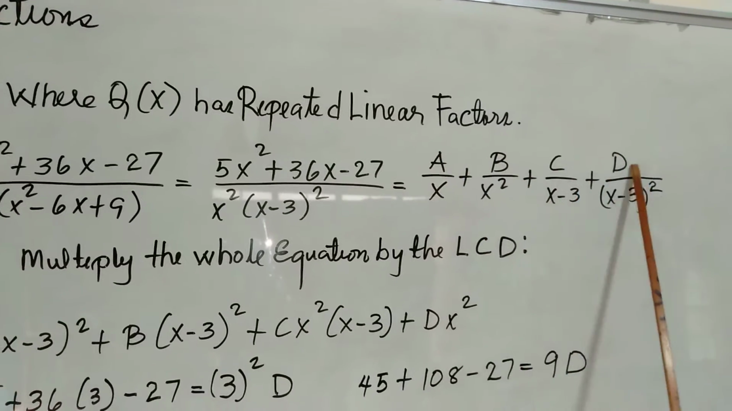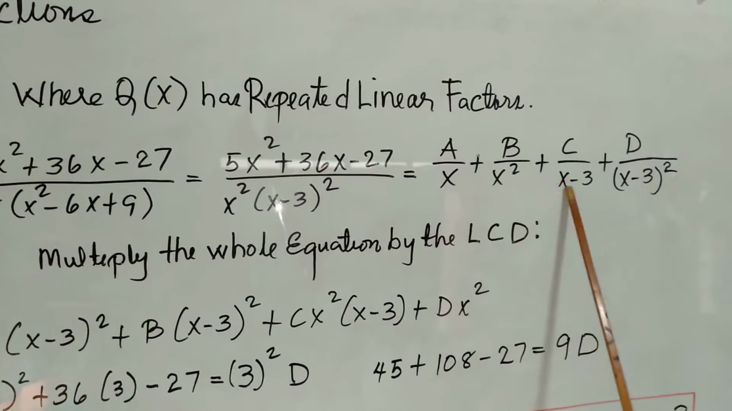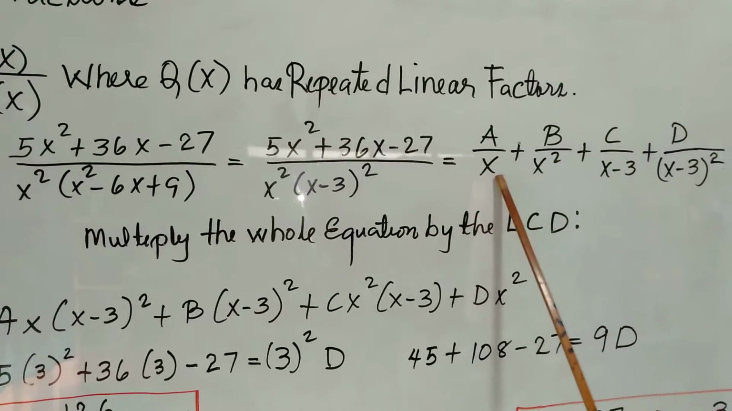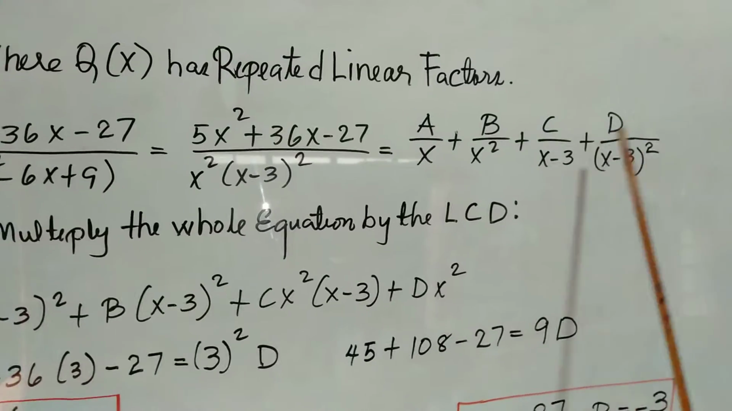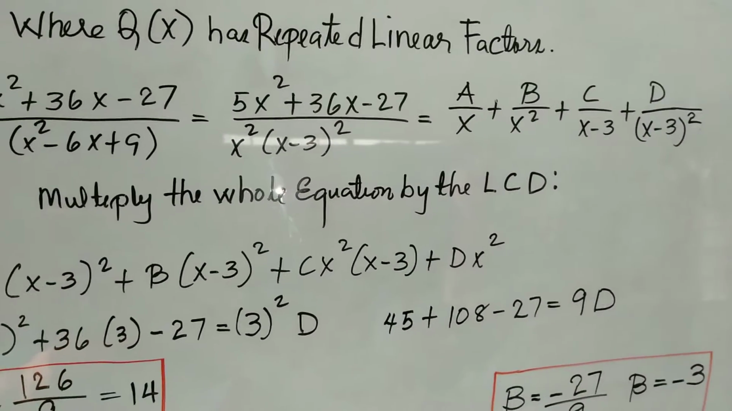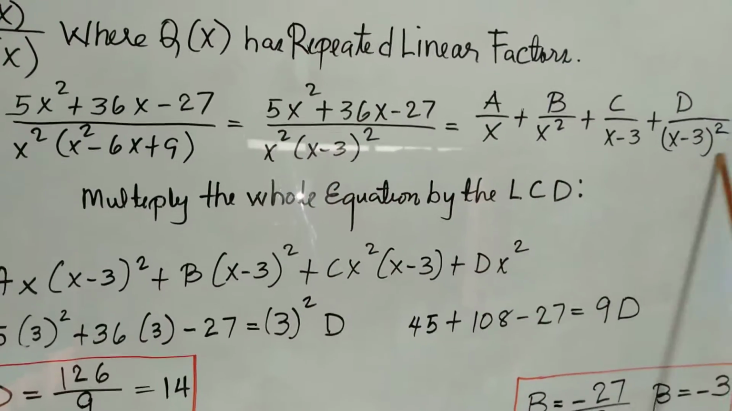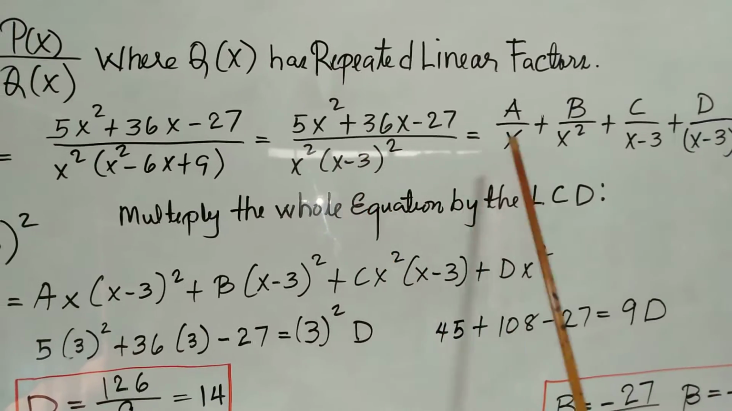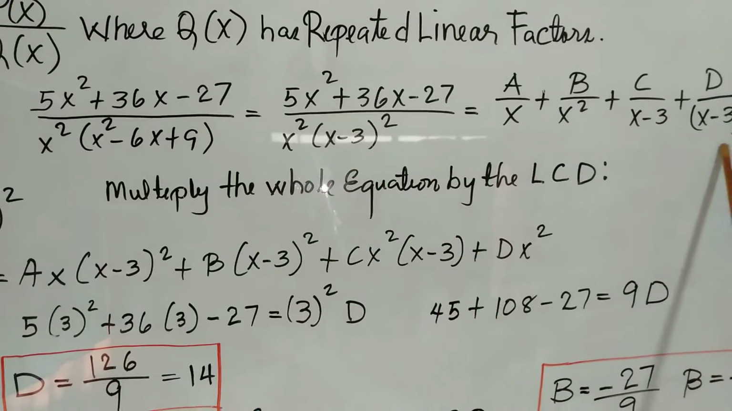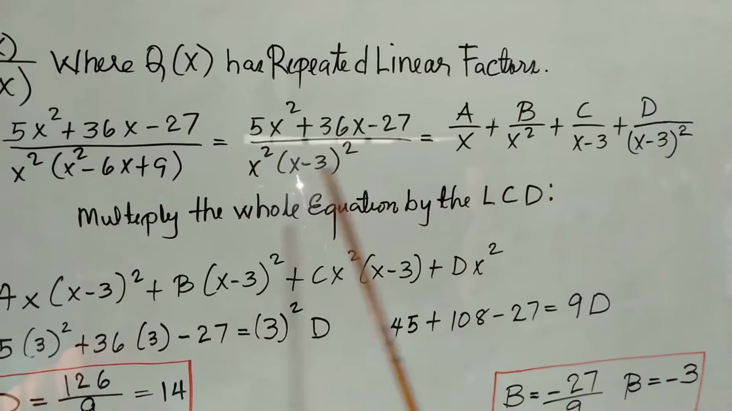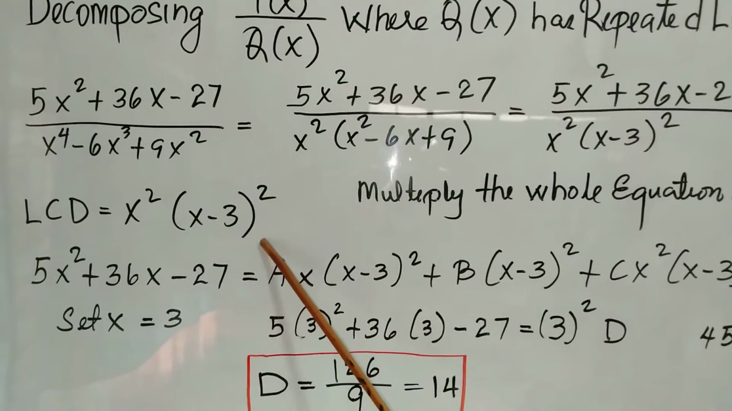We substitute the constants A, B, C, D to represent the numerator of each of these partial fractions. So we have A over x plus B over x squared plus C over x minus 3 and D over x minus 3 quantity squared. Having this, we will get the LCD of the whole equation, and this will be our LCD: x squared times the quantity x minus 3 squared.